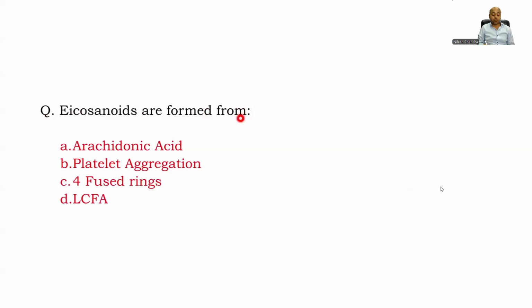Eicosanoids are formed from, your options are hyaluronic acid, triacylglycerol, 4-fused ring, long chain fatty acid. The correct answer here is arachidonic acid, which is a precursor for the eicosanoids. There can be other C20 fatty acids giving rise to eicosanoids, but most commonly it is arachidonic acid. So these were the questions which were there in the May 2022 INI-CET Biochemistry section.